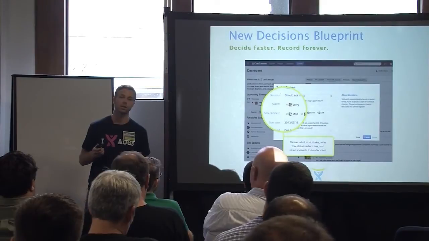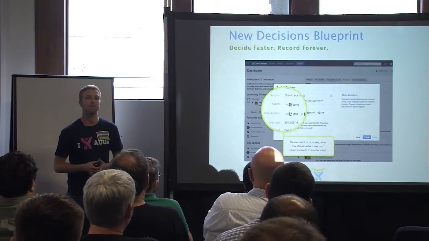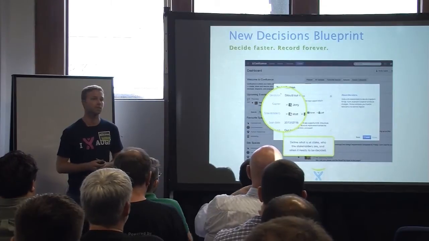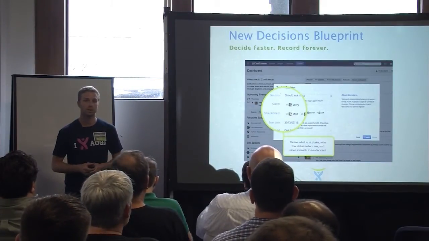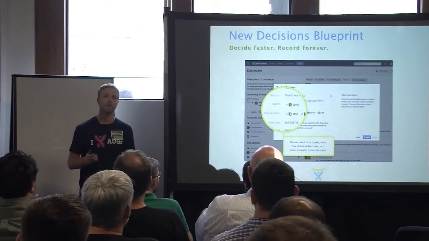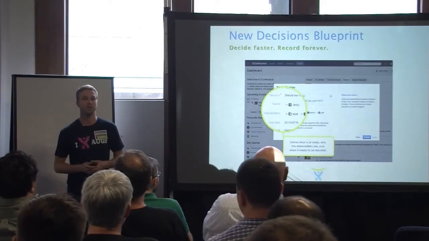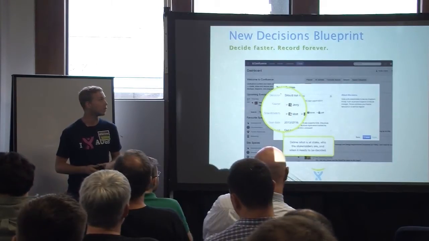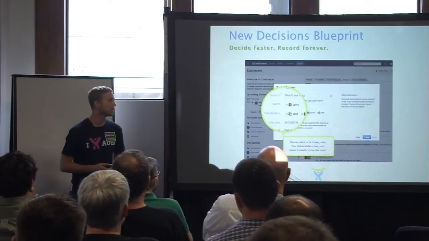But last month we launched the decisions blueprint, and blueprints are going to be a big theme for us in the coming months as we add more features to Confluence. The decisions blueprint is a way to make big group decisions that are really hard without the conference rooms and without long email threads. We want to help people make decisions asynchronously. And that's what the decisions blueprint does.